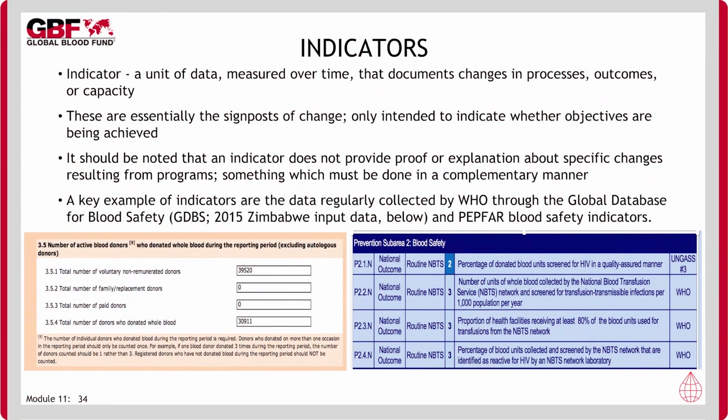An indicator is a data set measured over time that documents changes in processes, outcomes, or capacity. These are essentially the signposts of change, indicating whether objectives are being achieved. It should be noted that an indicator does not provide proof or explanation about specific changes resulting from programs. This should be done in a complementary manner. A key example of indicators are the data periodically collected by WHO through the Global Database for Blood Safety and PEPFAR blood safety indicators, as shown on the screenshots on this slide.